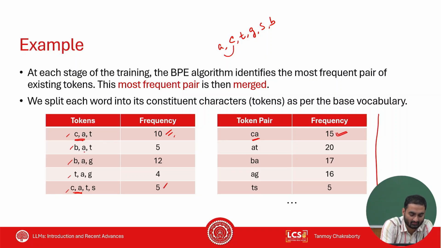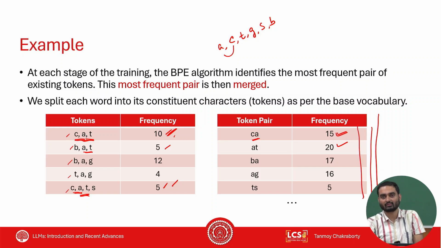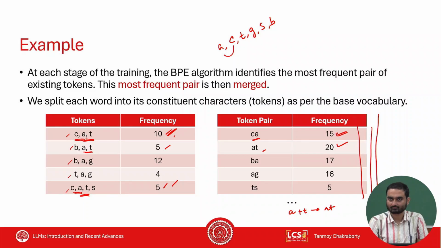Similarly, another combination is AT, 5 times here, 5 times here, and 10 times here. So the frequency is 20, and so on and so forth. We calculate all bigram characters and their frequencies. Now here, which one is the highest? The highest is AT. So therefore, we combine A and T with this new split rule, A plus T goes to AT. So this is the new split rule that we learned from this table.